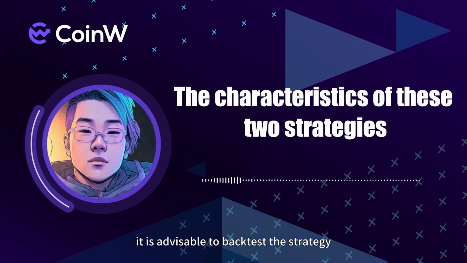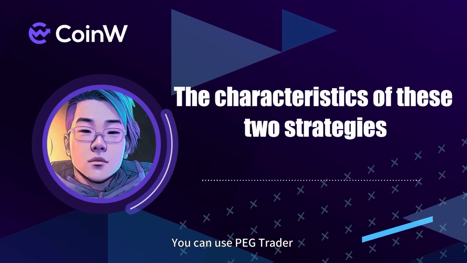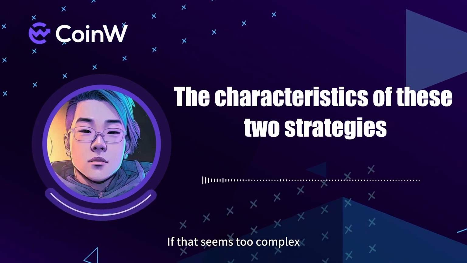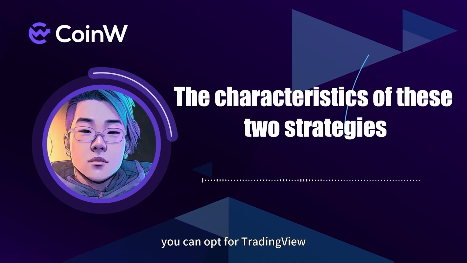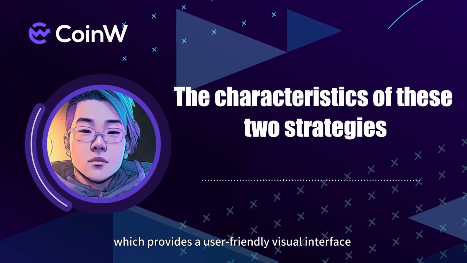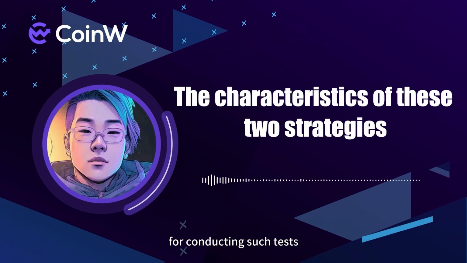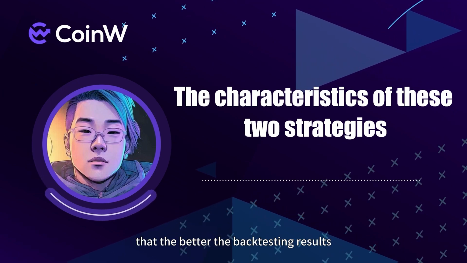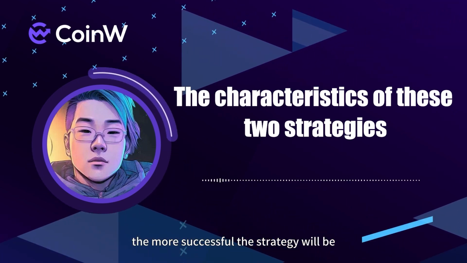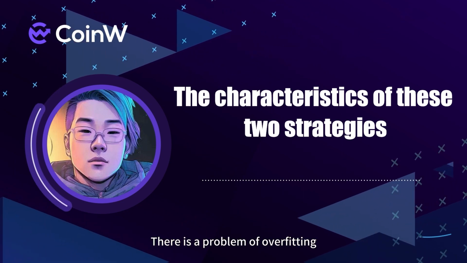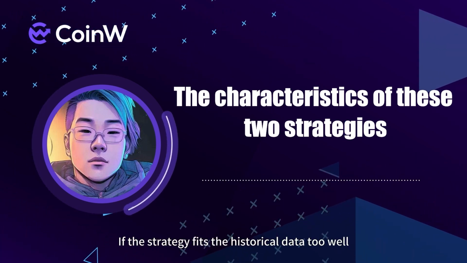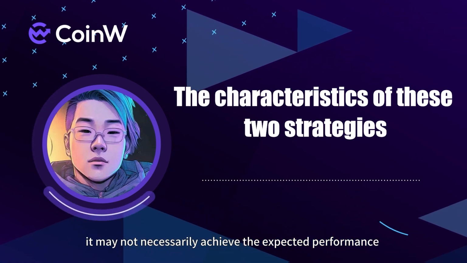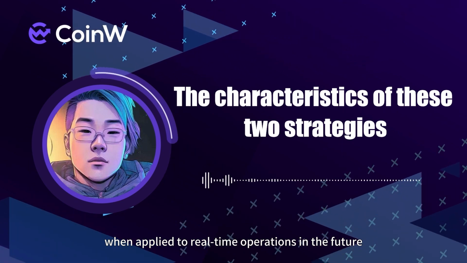Afterward, it is advisable to backtest the strategy. You can use PEG Trader or Python libraries for strategy backtesting. If that seems too complex, you can opt for TradingView, which provides a user-friendly visual interface for conducting such tests. What I want to say is that performing strategy backtesting doesn't necessarily mean that the better the backtesting results, the more successful the strategy will be. There is a problem of overfitting. If the strategy fits the historical data too well, it may not necessarily achieve the expected performance when applied to real-time operations in the future.